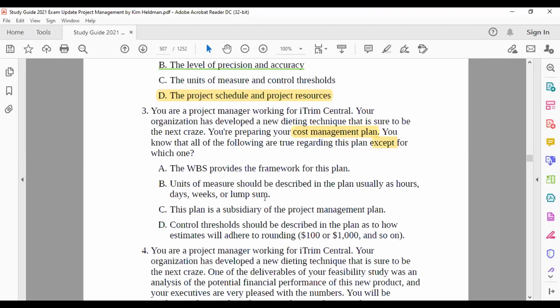Units of measure should be described in the plan, usually as hours, days, weeks, or lump sum. Correct, right? We should clearly define what the contract type is. How many types of contract do we have? Fixed price, time and material, cost reimbursable. So we have to clearly define. To define this thing, can anyone tell me which document I need?